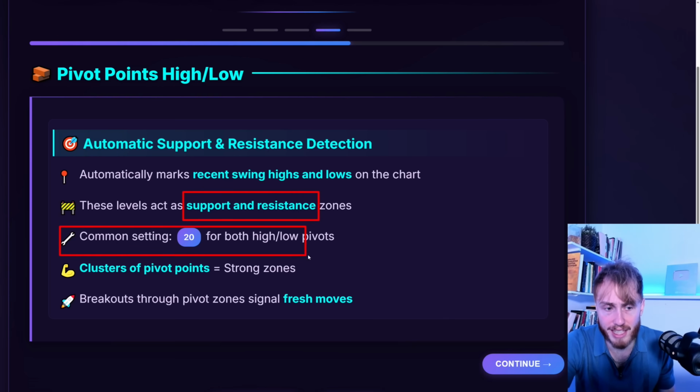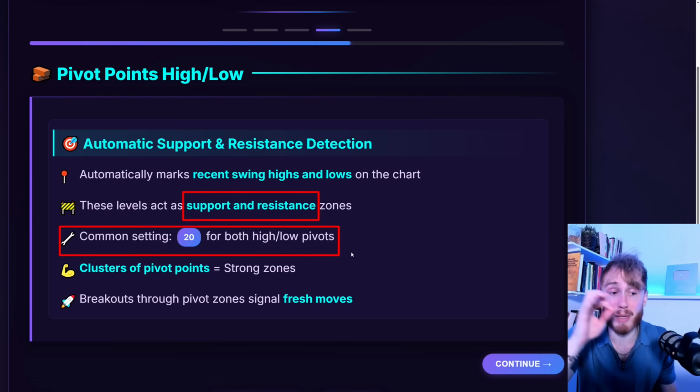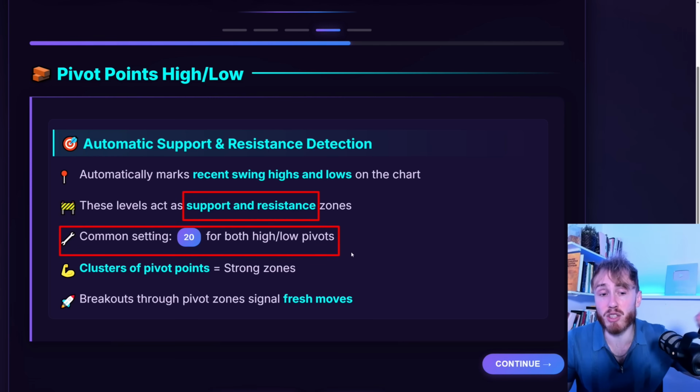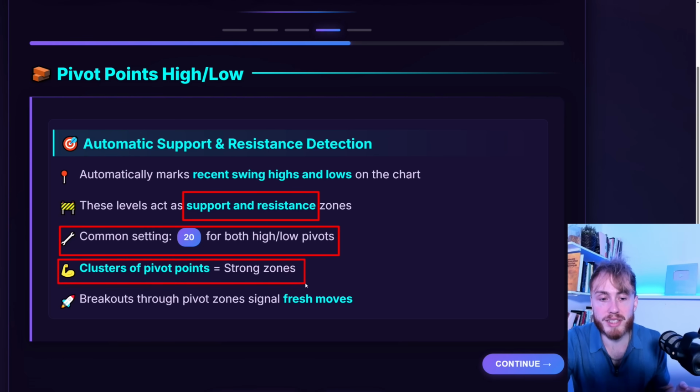And when it comes to the settings, don't worry, I will show you this step by step later. But one of my favorite settings is 20 for both the high and low points. And as I said, I will show you guys exactly how to do this. And what I like to do is look out for clusters of pivot points, because that tends to indicate stronger support and resistance levels.